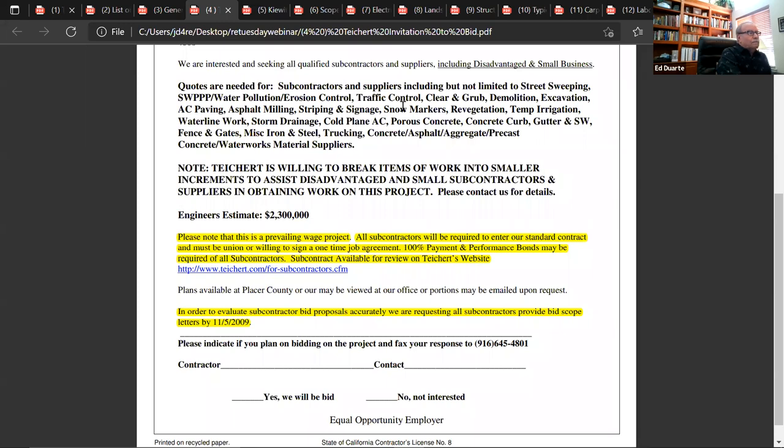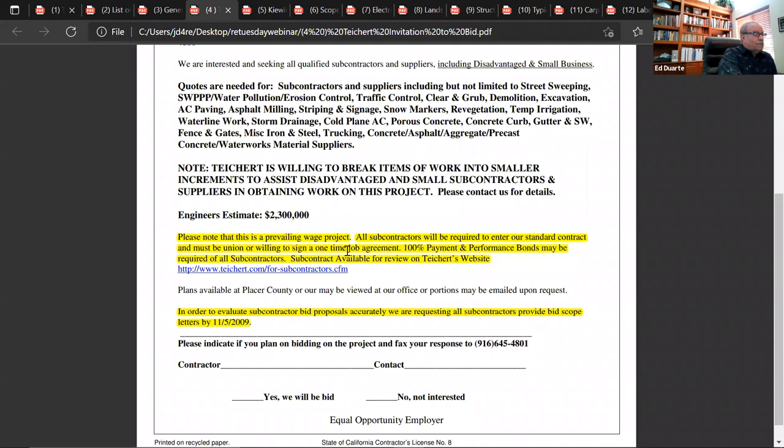Quotes are needed for street sweeping, pollution, storm drainage, trucking, asphalt, precast concrete, etc. And they say, we're willing to break up items into smaller increments to assist DBEs and small subs and suppliers obtaining work. Engineer's estimate happens to be $2.3 million on this particular job. And then they highlight this. Please note, this is a prevailing wage project. Well, it is automatically, because it's a public agency. All subs will be required to enter our standard contract and must be union or willing to sign a one-time job agreement, which means you will be union for that project.